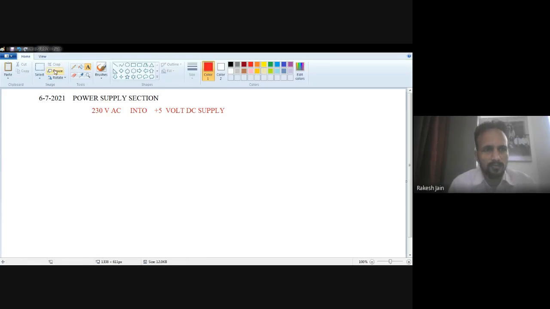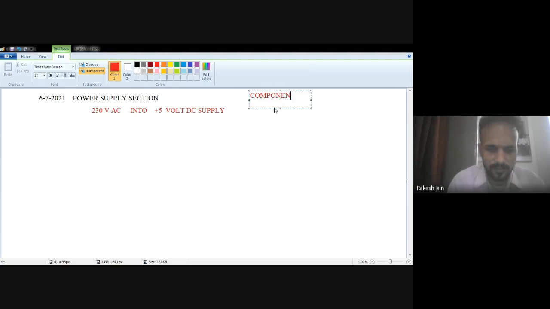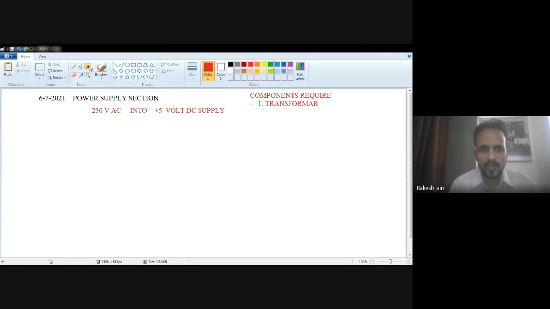First and foremost, the first component which we have to use for making this is the transformer. These are the components required for any kind of power supply. The first component required to build is the transformer. First of all, understand about this transformer. A transformer is a device which converts AC supply into AC supply.